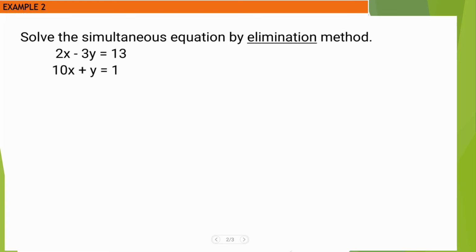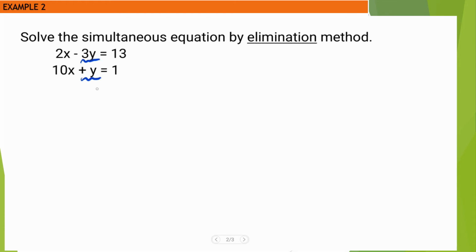We are going to solve this simultaneous equation by the elimination method. I check the variables. The first variable, x: here we have 2x, here we have 10x, they are not identical. The second term is 3y, this is y, they are not identical. So in order to remove one of the variables, I need to make the coefficients equal. The coefficients are the numbers in front of the variables. So decide which variable is going to be cancelled first. I choose to cancel y.